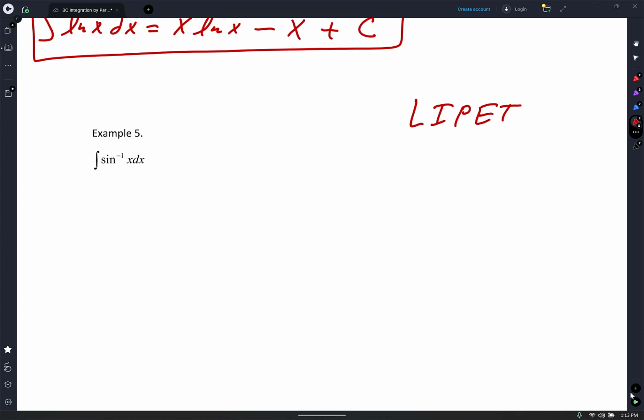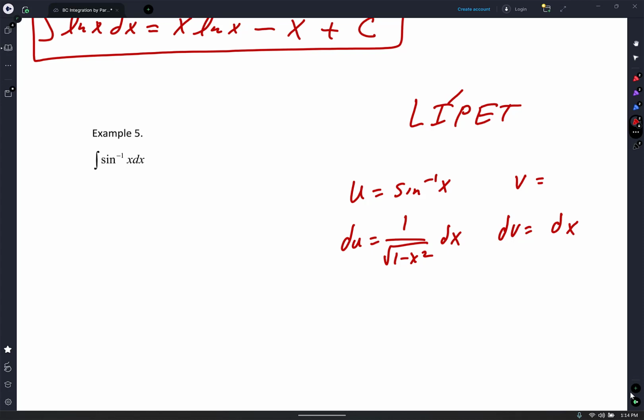And it's not a logarithmic, but I do see an inverse. So U is arc sine of x. Hopefully you guys remember what the derivative of that is. V and dv, so dv has to be dx. All right, what's the derivative of arc sine? 1 over square root of 1 minus x squared. And then don't forget your dx there. And then dv means that dv has to be dx, so then v has to be just x.